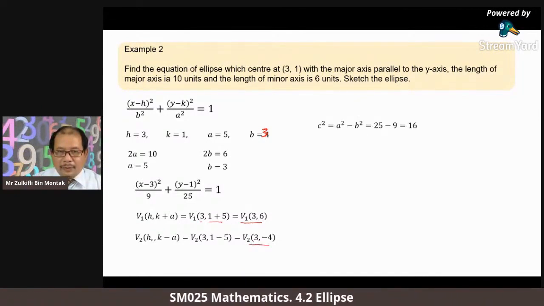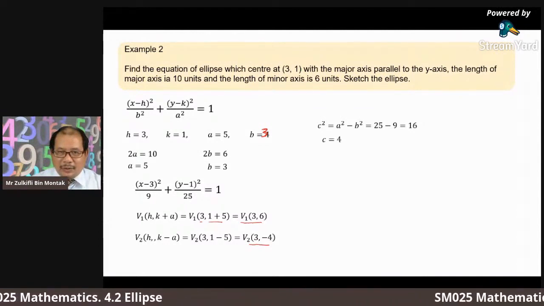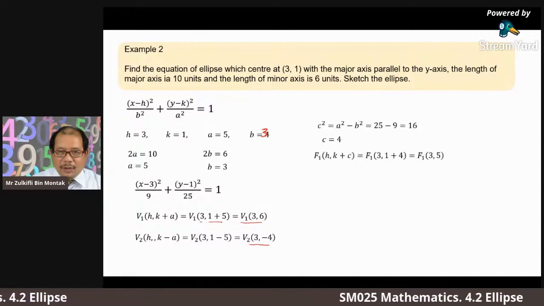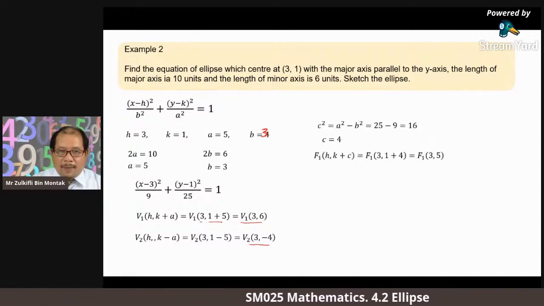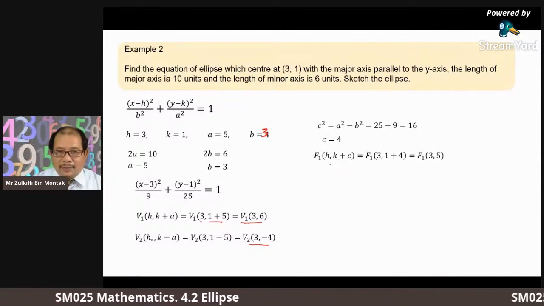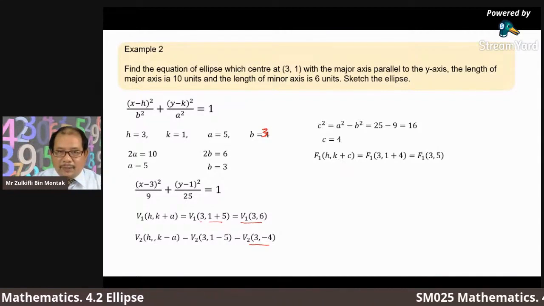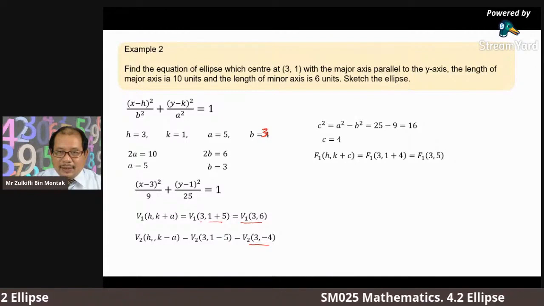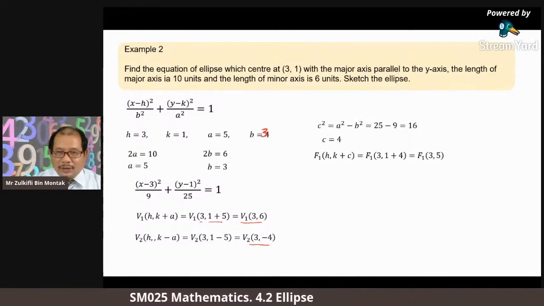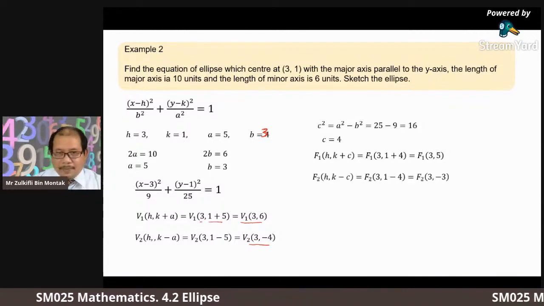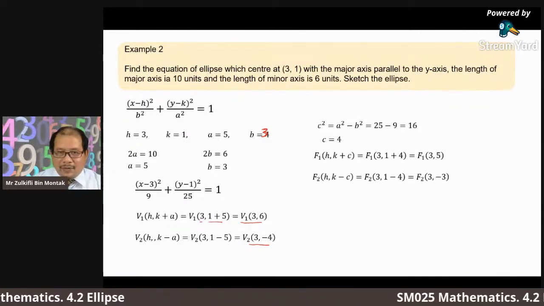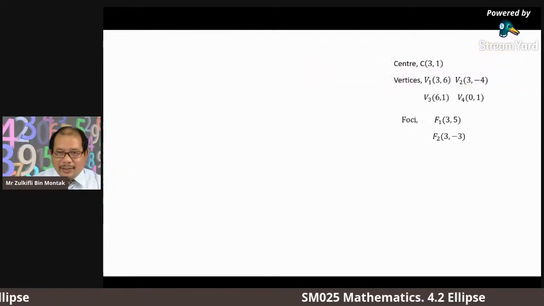And then to find the focus, you must know the value of c. c equals 4. This is the formula to find the focus. First focus, F1 equals (h, k plus c). So (3, 1 plus 4), we have the first focus (3, 5). And then the second focus is (3, negative 3).